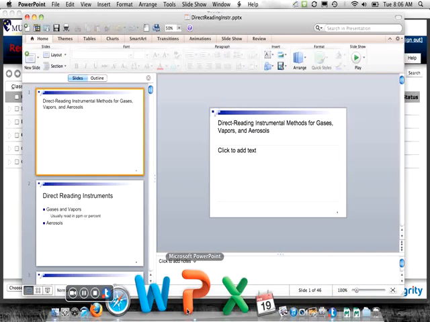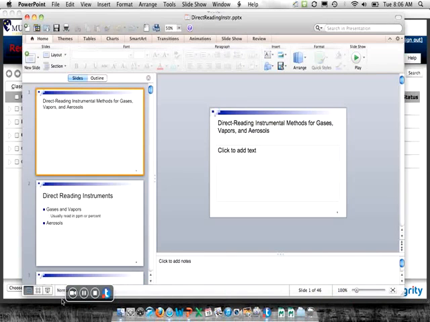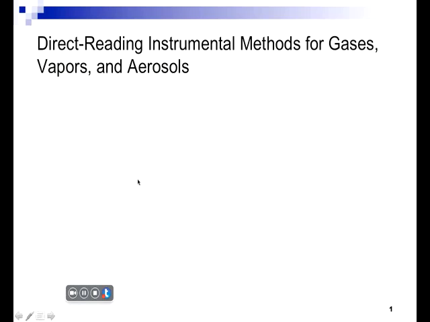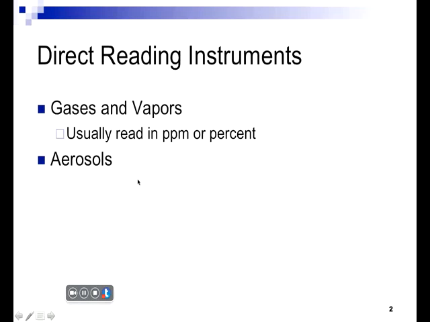This morning we're going to go through direct reading instruments and methods for gases, vapors, and aerosols. Direct reading instruments are generally read in either parts per million or percent. At this point, most of you can do those conversions pretty quickly. I was really pleased that most of you got that correct on the examination. It's a handy conversion to know because you will see a lot of instruments that read out in percent.